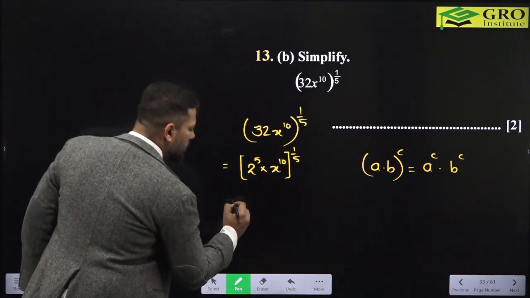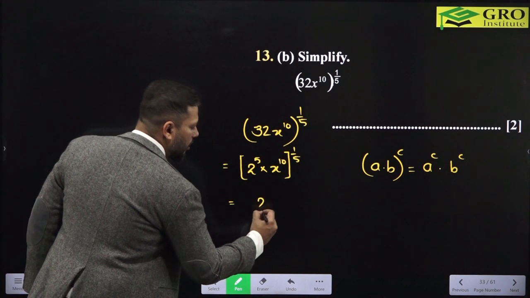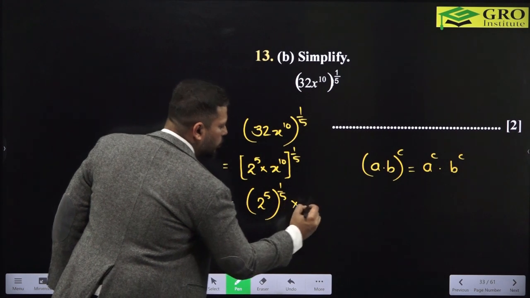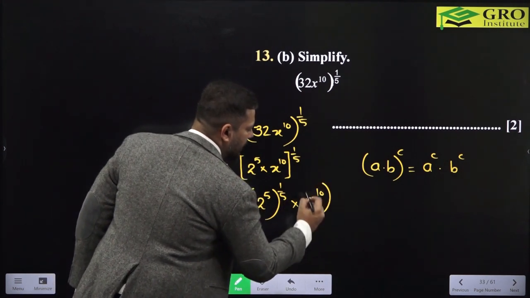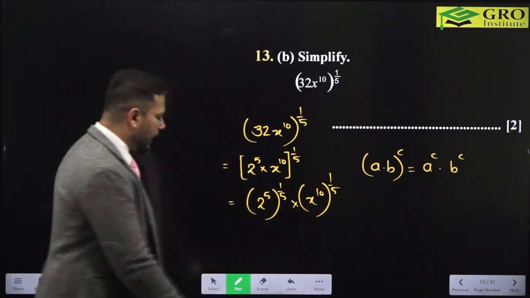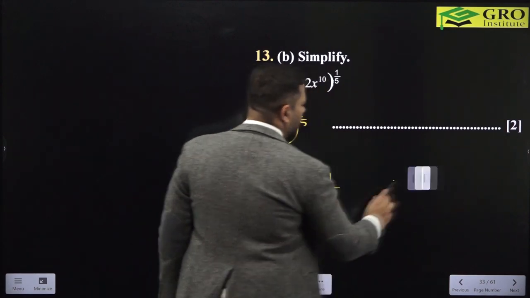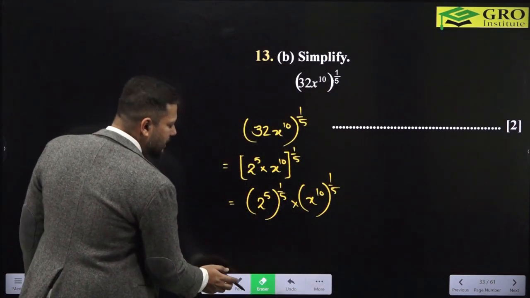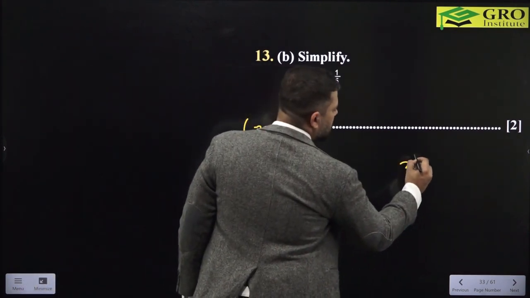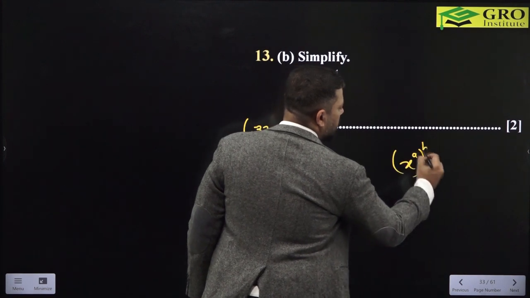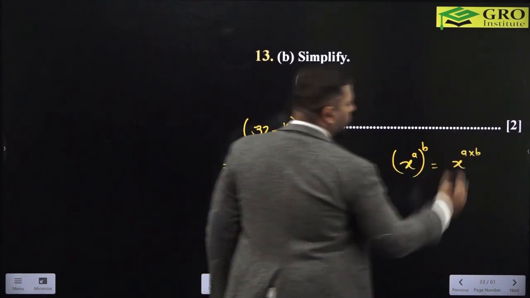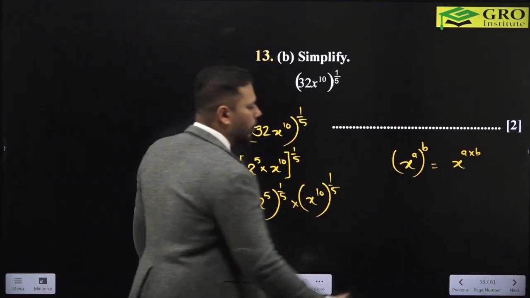I will distribute this exponent 1 upon 5 to 2 raised to power 5 and also to x raised to power 10. Okay, we can definitely do this. It's totally allowed. This is the simple basics of the exponents, isn't it? But that will help us in solving it, isn't it? We know power law. What is power law? If x is raised to power a, which is whole raised to power b, we will remove this bracket and multiply the exponents, isn't it? This is called power law. What law is this?